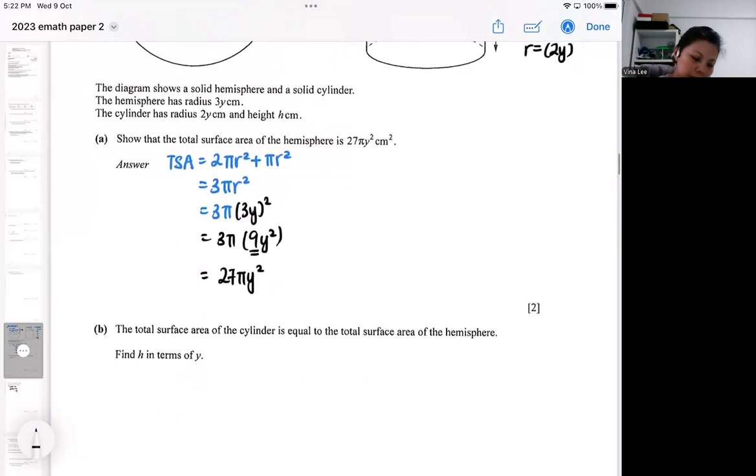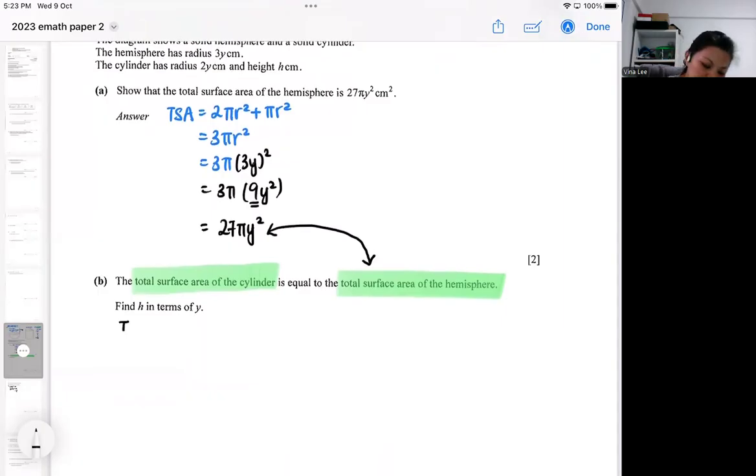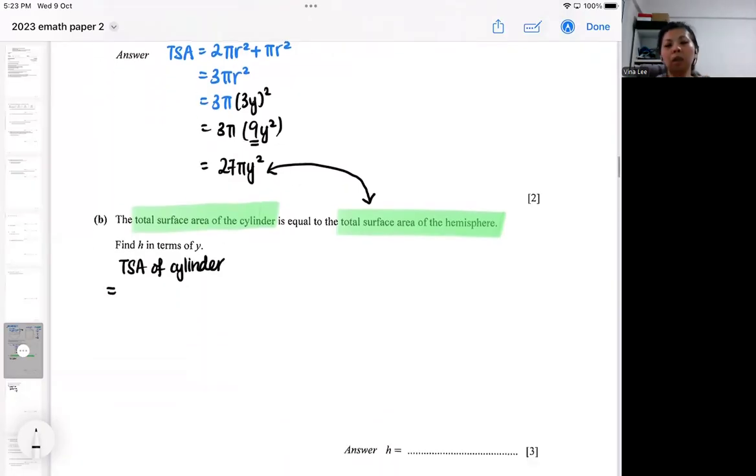Okay, the next part is again talking about total surface area, but this time for the cylinder, and it is equal to the total surface area of the hemisphere. We already got this. So before we make them equal, we focus on the total surface area of the cylinder first. We don't make them equal straight away. The total surface area of the cylinder is 2 pi r h. Because there is a top and bottom, that will be 2 pi r squared. And then you put in the relevant r, which is 2y.